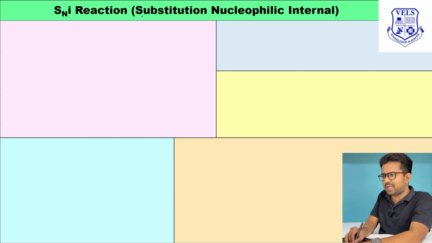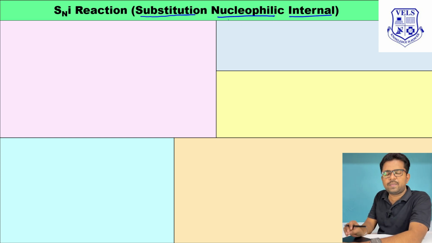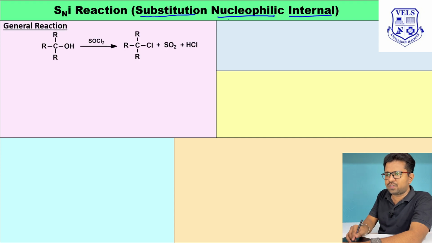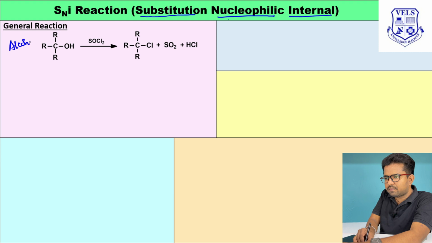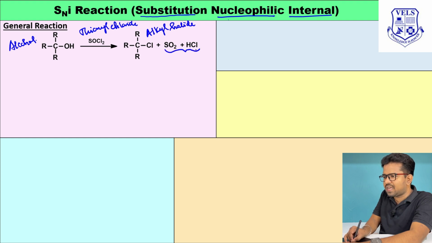First, let me explain the term SNi. S stands for substitution, N stands for nucleophilic, and i stands for internal. So with this basic idea, let me explain the SNi general reaction. What happens here is, when you take an alcohol and it is treated with thionyl chloride to form alkyl halide as a product. And the byproducts are sulfur dioxide and hydrochloric acid. They are byproducts. Now let me explain this SNi reaction mechanism.